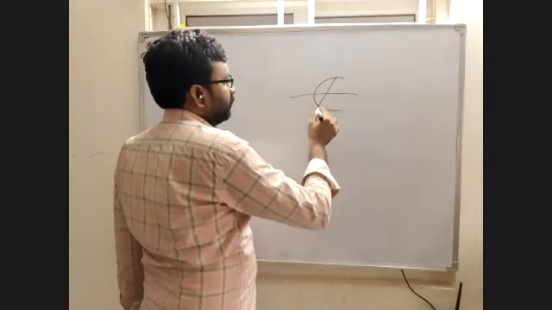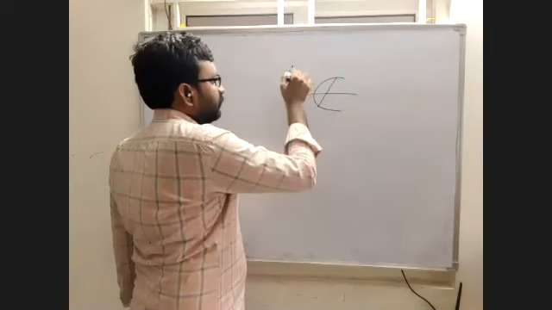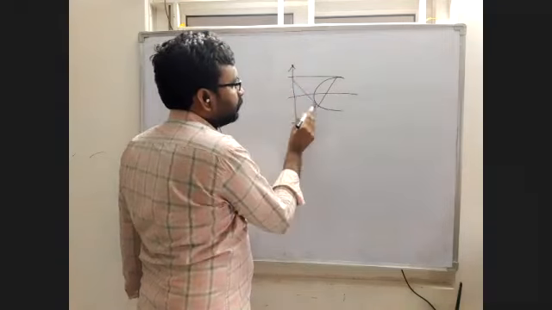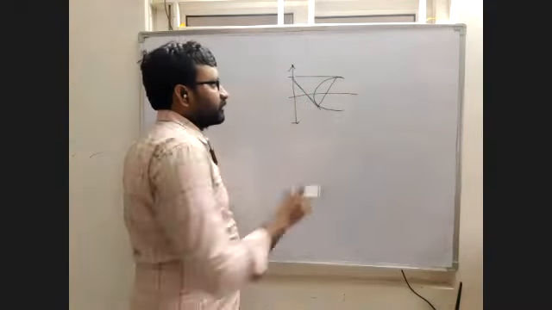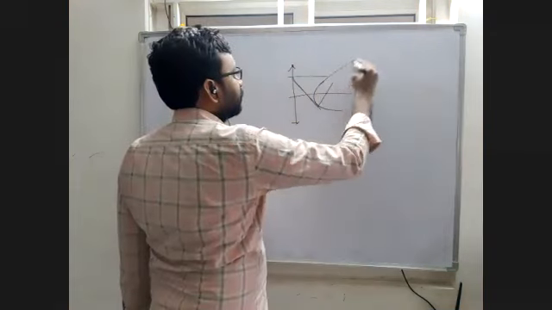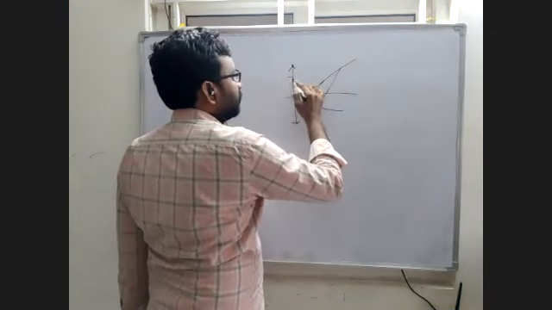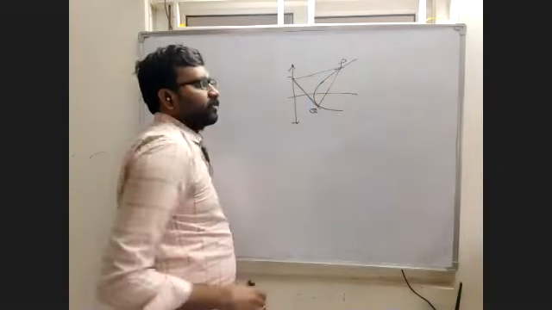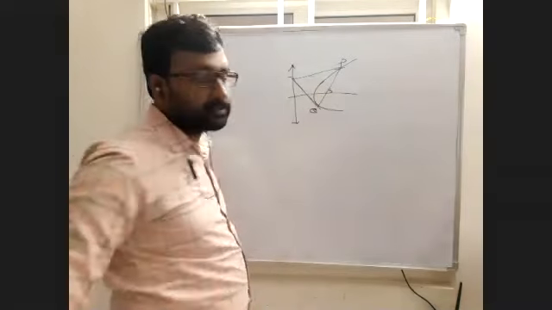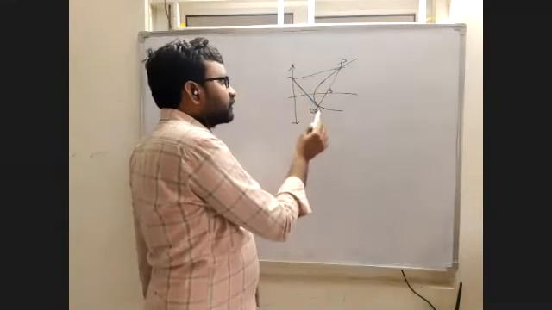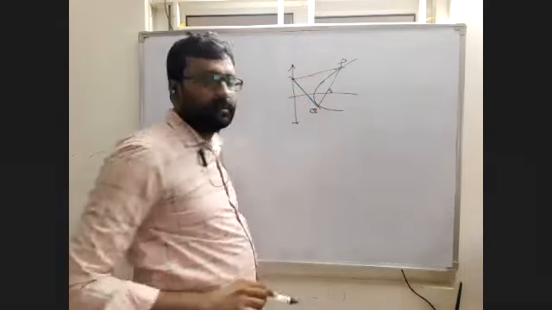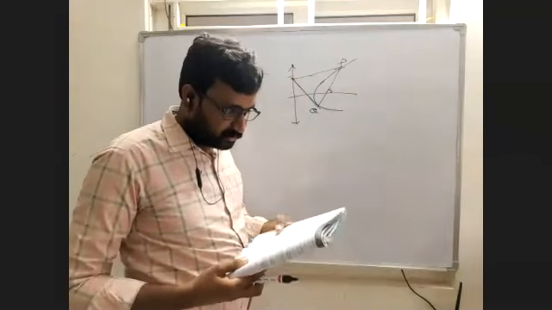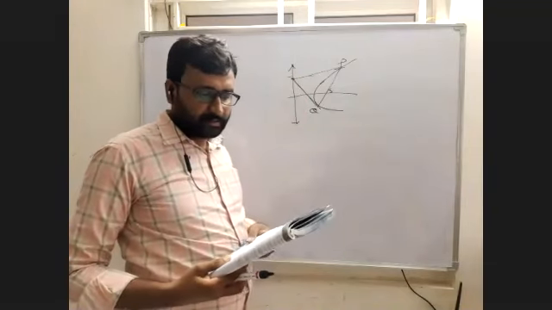This is the focal chord. This is the directrix. If you draw tangents like this, the tangents at the extremities of the focal chord, P and Q, the endpoints of the focal chord passing through the focus, the point of intersection lies on the directrix.